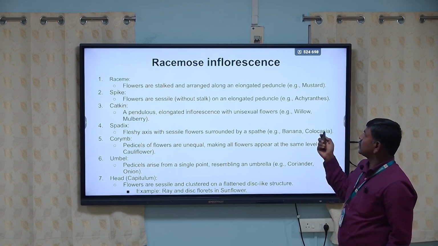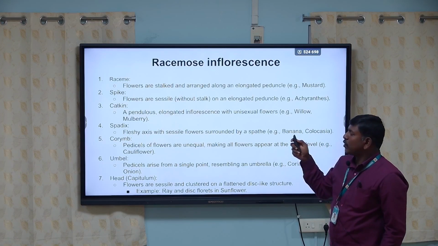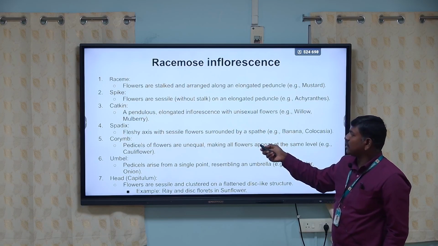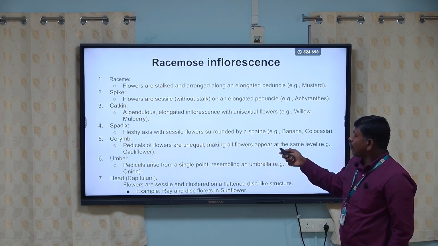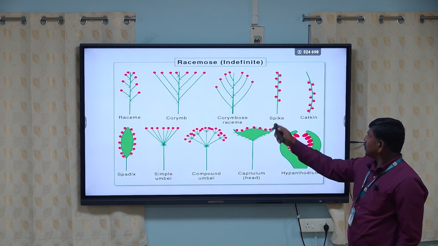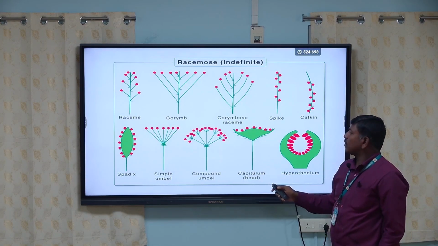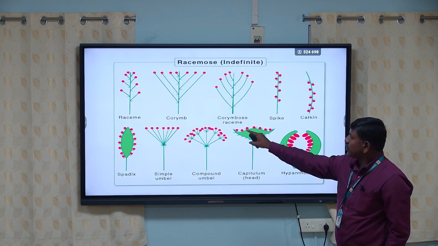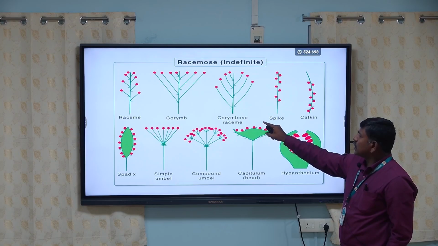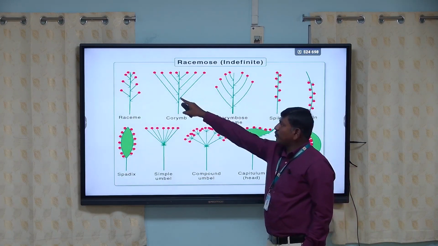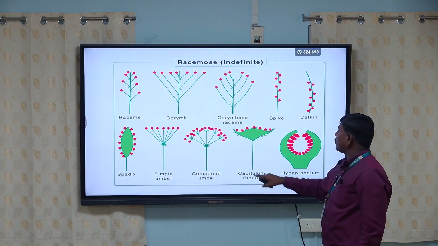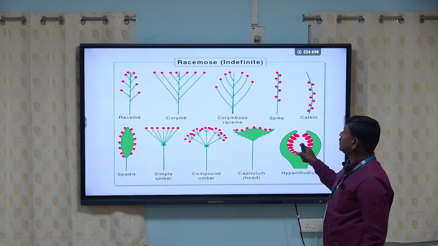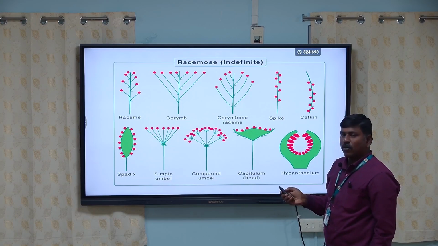So these are racemose inflorescences. They are divided into various types: raceme, spike, catkin, spadix, corymb, umbel, and head. This picture clearly shows the various structures of racemose inflorescence. The first one is raceme. You know that the young flowers arise from the top. Here we have the raceme, corymbose raceme, spike, and catkin. So you can see the inflorescence.